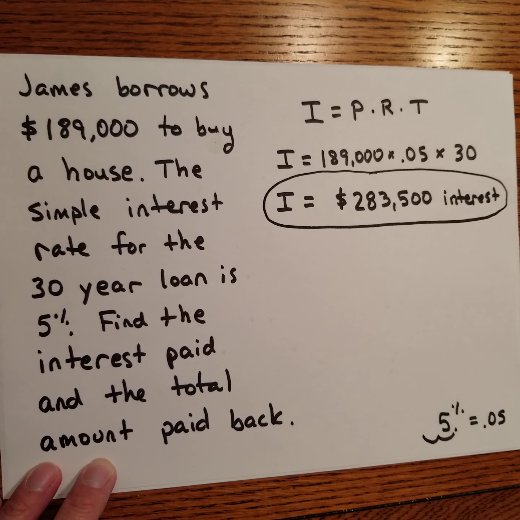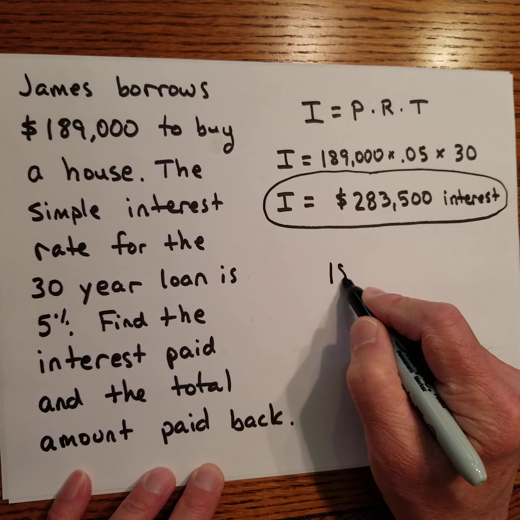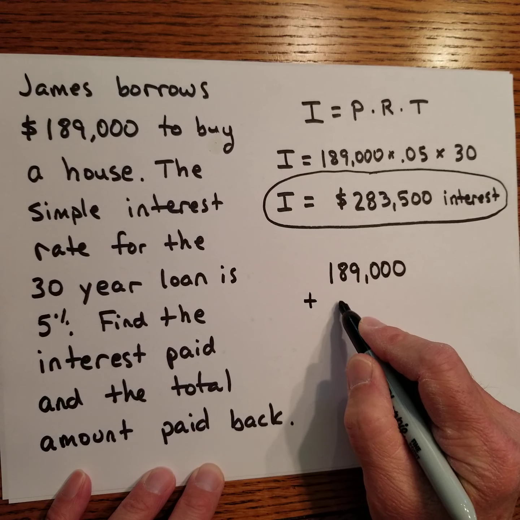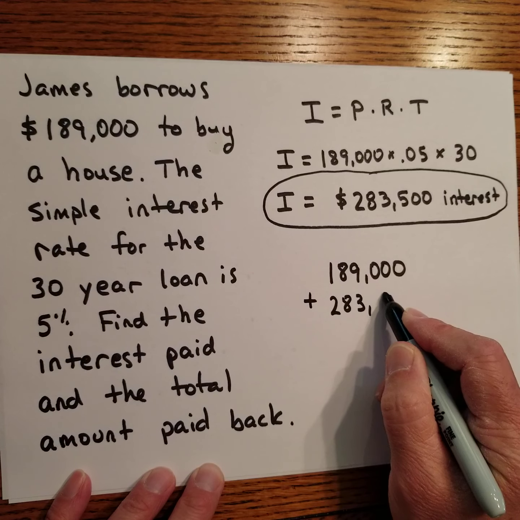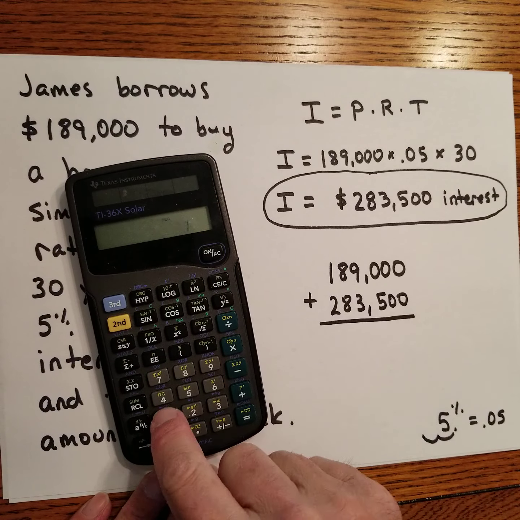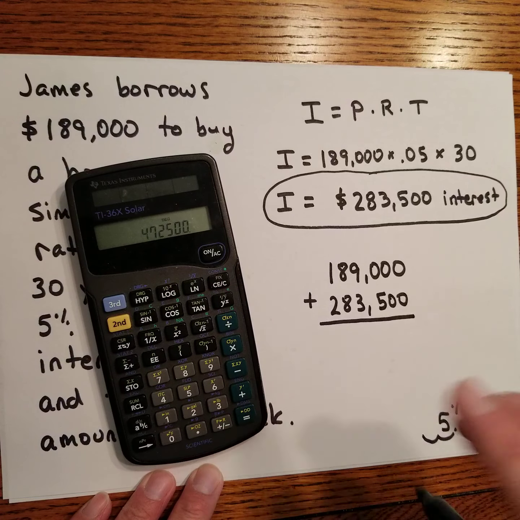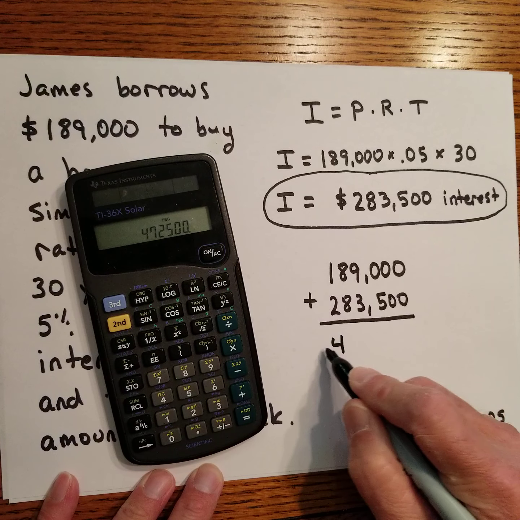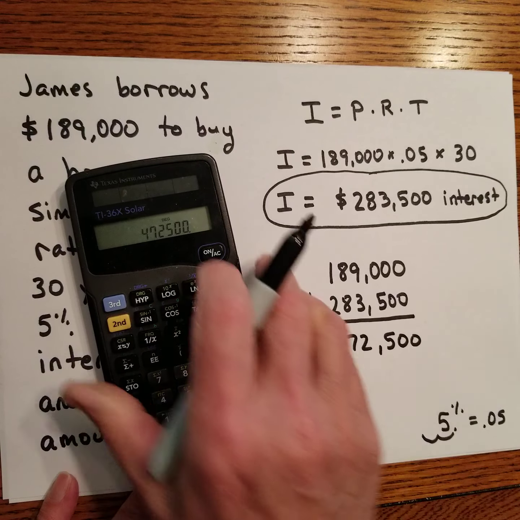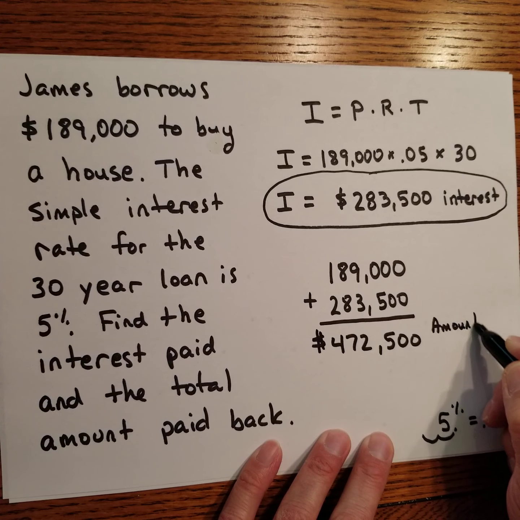But then the final question is, can you find the amount paid back? Well, you have to pay back the $189,000 that you borrowed, and you have to pay back the $283,500 in interest. If we add those together, the amount to be paid back is $472,500. Let's label that. That is the amount paid back.